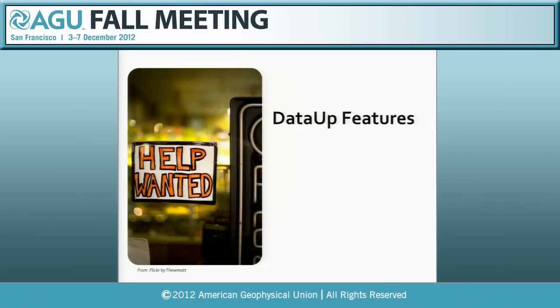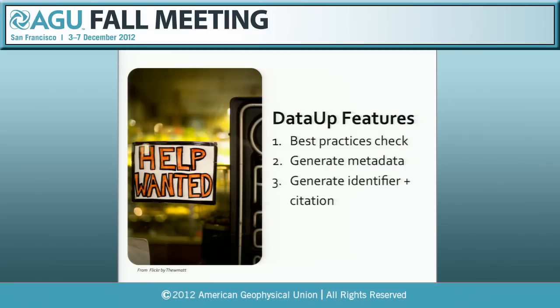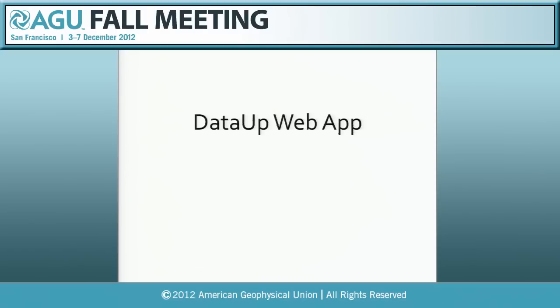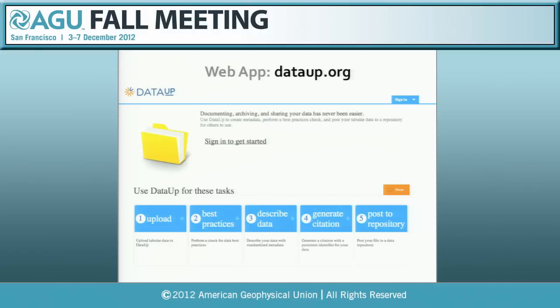So the major features for DataUp, which are intended to, again, help scientists with this data sharing and data archiving: it helps the researcher perform a best practices check. It helps the researcher generate metadata. You can generate an identifier and therefore a data citation for the data set, and then eventually post that data set to a repository. So just to give you a couple of screenshots to show you what that looks like.